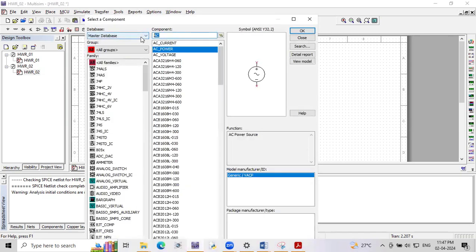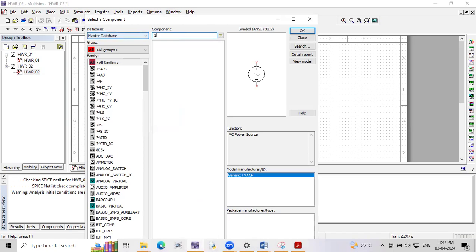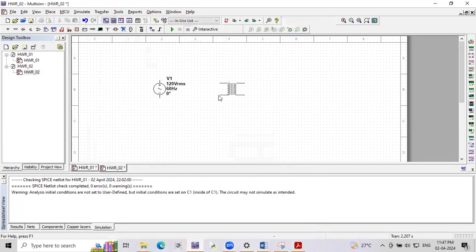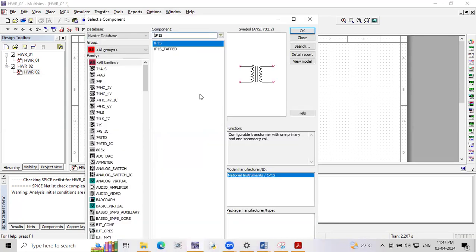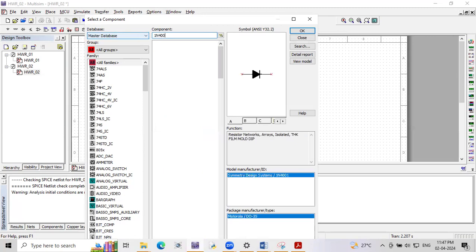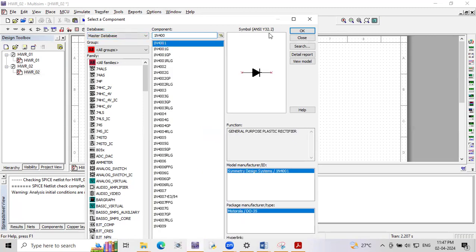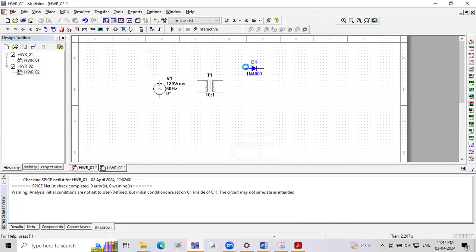And then what you will require, a transformer. One primary, one secondary, one P, one S. You're going to get this kind of two winding transformer. And then what you require, a diode, 1N400. Just type 1N and 400. You're going to get n number of diodes. You can choose any one.